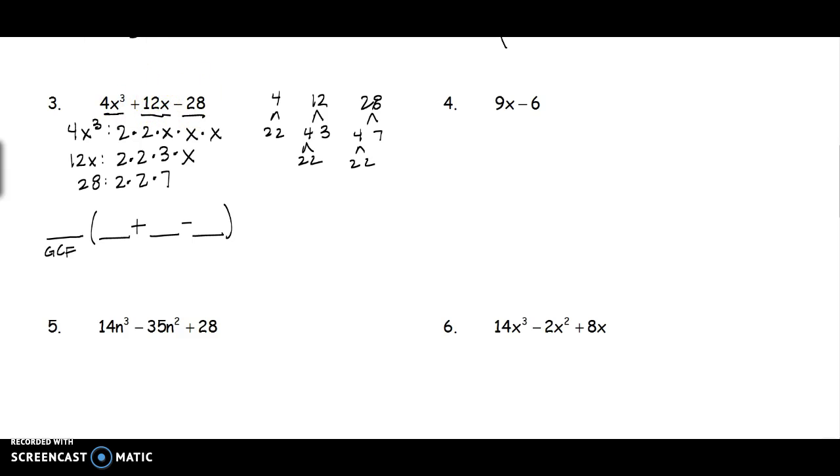So now because we have 3 terms, we have to have the number not in both, but all 3. It has to appear in all 3. So here we have a 2 in all 3 and another 2 in all 3. We cannot do an x because this last term does not have an x. So in this problem, we have 2 and 2 as our GCF. In our first term, the only thing we have left are the 3 x's. In the second term, the only thing we have left is a 3x, and the last term is 7. So our final answer would be 4 times x to the third plus 3x minus 7.